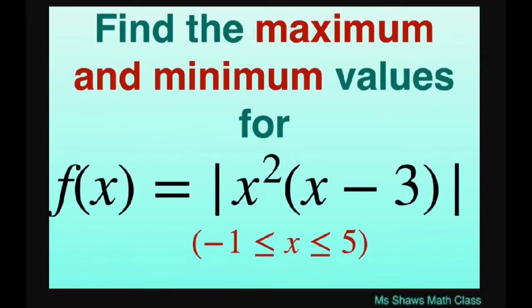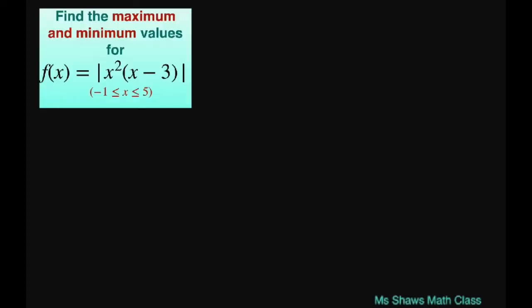Hi everyone, we're going to find the maximum and minimum values for f of x equals absolute value of x squared times x minus 3, and our interval is going to be from -1 to 5 on the x-axis. Before we start, we're going to deal with the absolute value at the very end. So let's just let g of x equal x squared times x minus 3 and differentiate that.